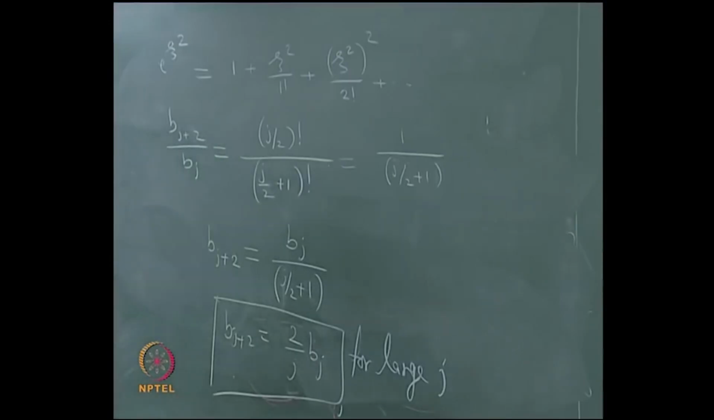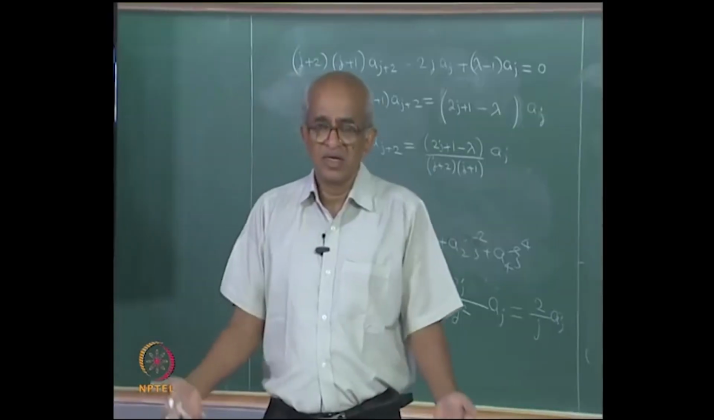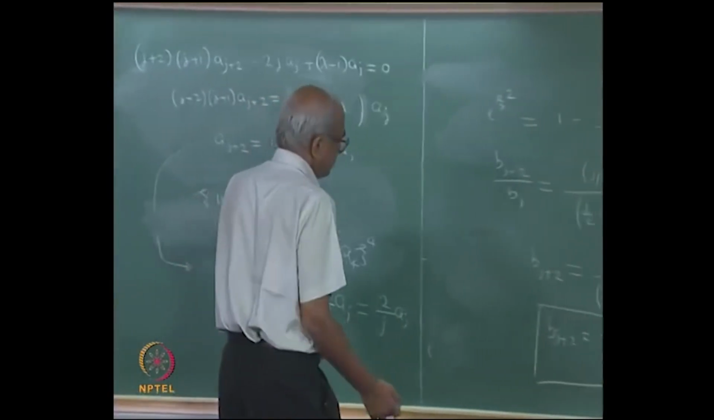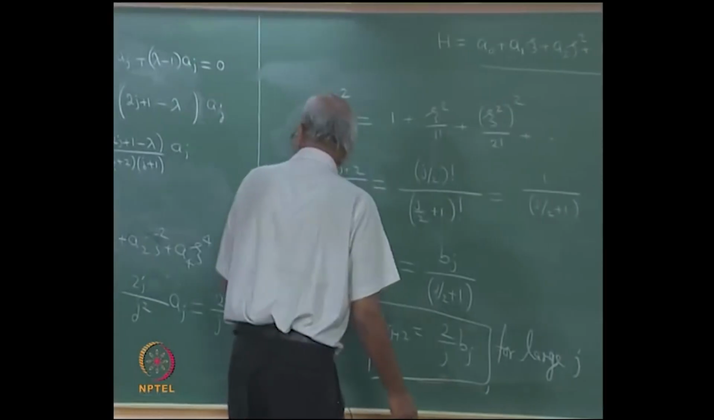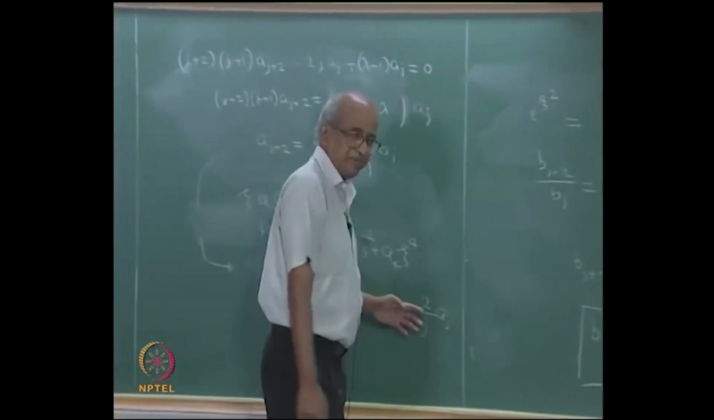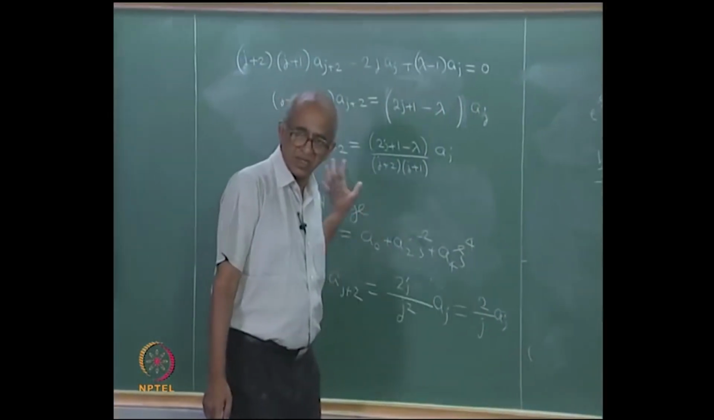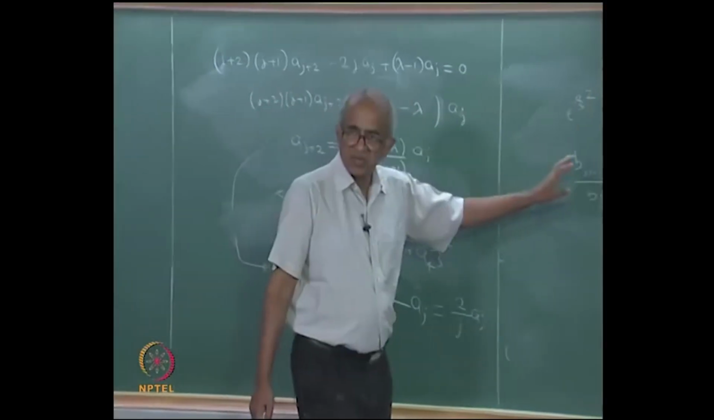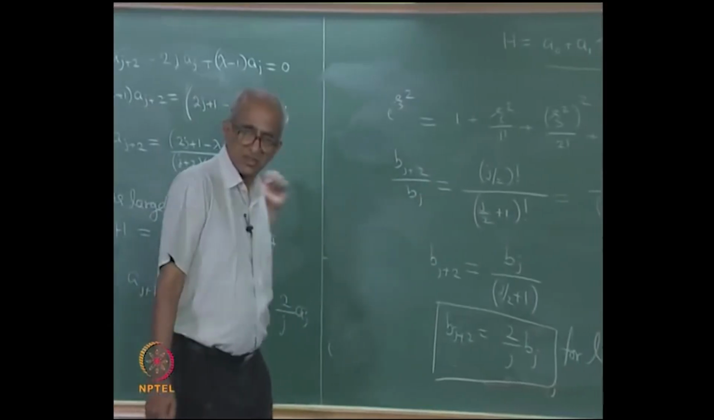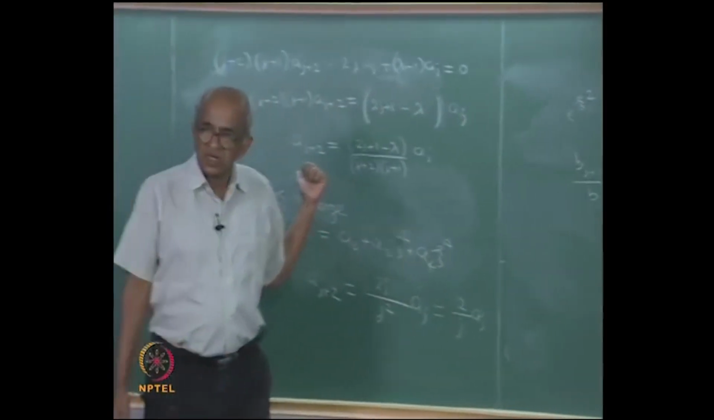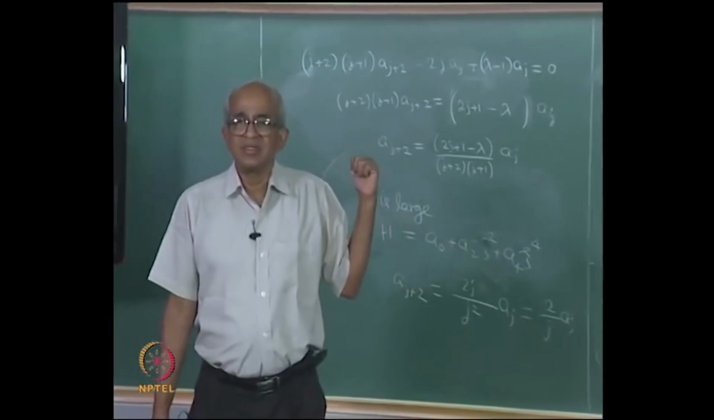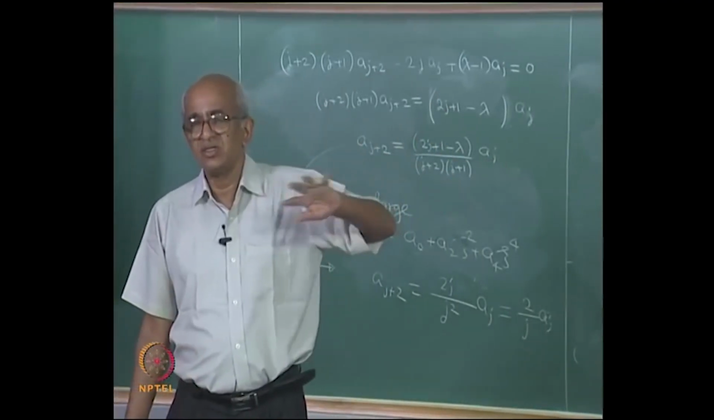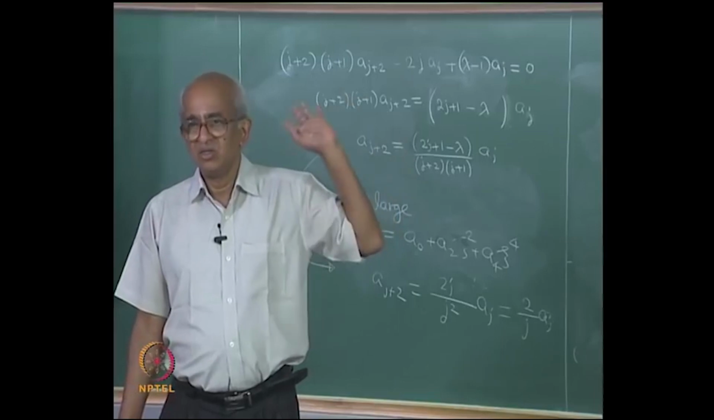And therefore, I have actually proved what I wanted to prove, namely this recursion and that recursion are the same, and therefore, the behavior of this series is just the same as the behavior of that series, and therefore, this series will behave like e to the power of c square for large values of c, and hence is not an acceptable solution.